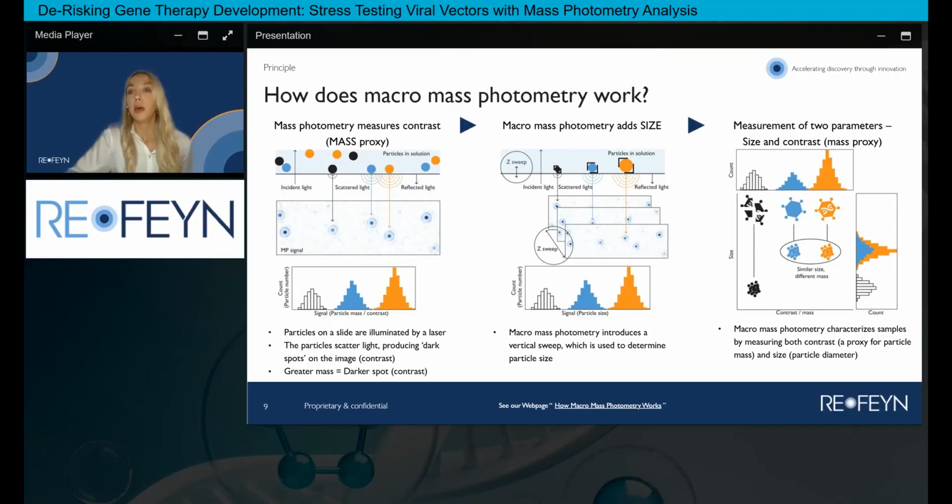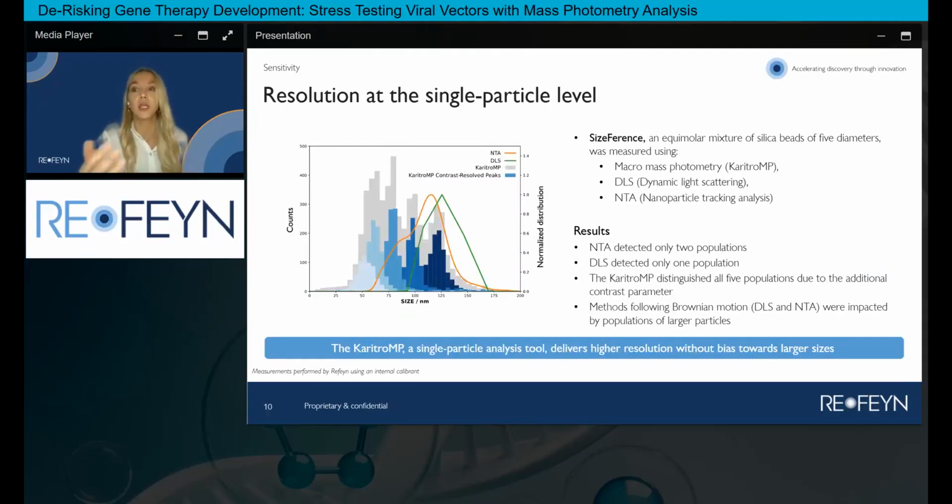Then when we move to macro mass photometry, besides the mass photometry side of it and measuring contrast, which is a proxy for mass, in this case we are also introducing this Z-sweep, or vertical sweep, which allows us to measure the size and diameter of the molecule. So the output is actually two parameters: the size of the particle and the contrast, which is the proxy for mass. And how does a measurement on the macro mass photometer, or Refeyn MP, look in real life?